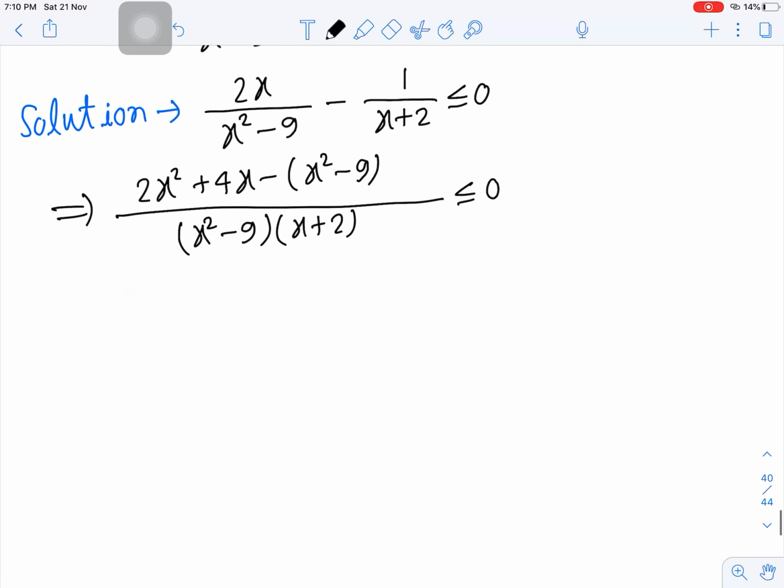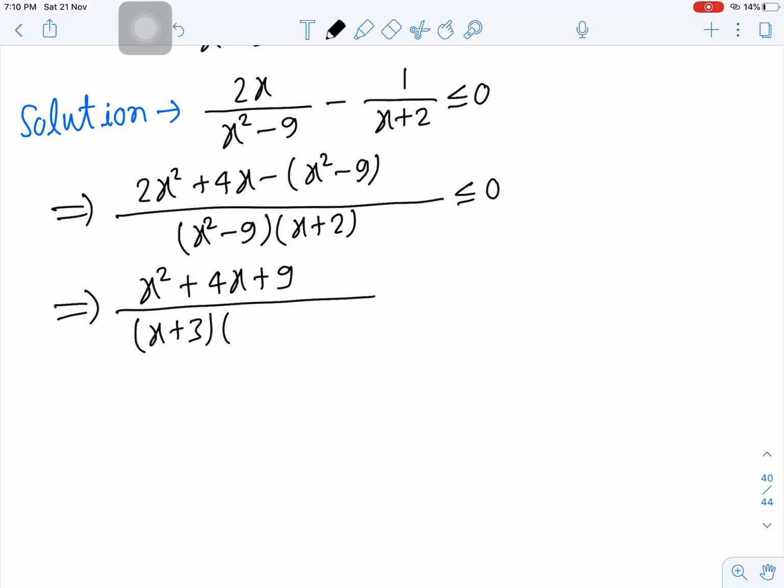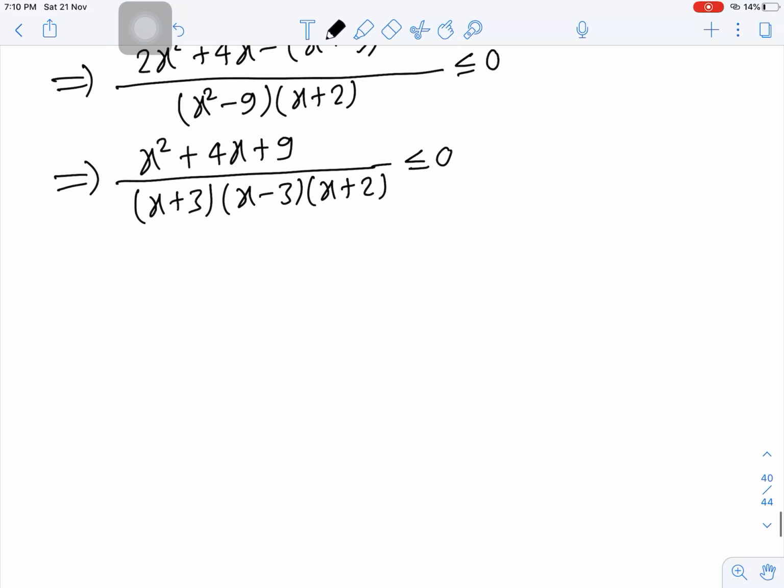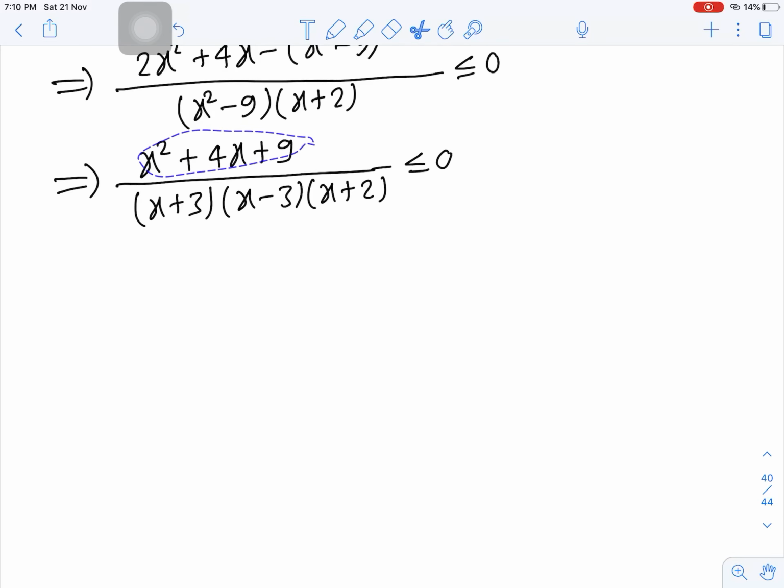Okay, now we'll get 2x square minus x square, it is nothing but x square. Then we are getting 4x and then plus 9. Then x square minus 9 is nothing but x plus 3 into x minus 3. Now x square plus 4x plus 9 is a quadratic polynomial. So we have to think whether we can factorize or we have to check the discriminant. Here the coefficient of x square is positive.